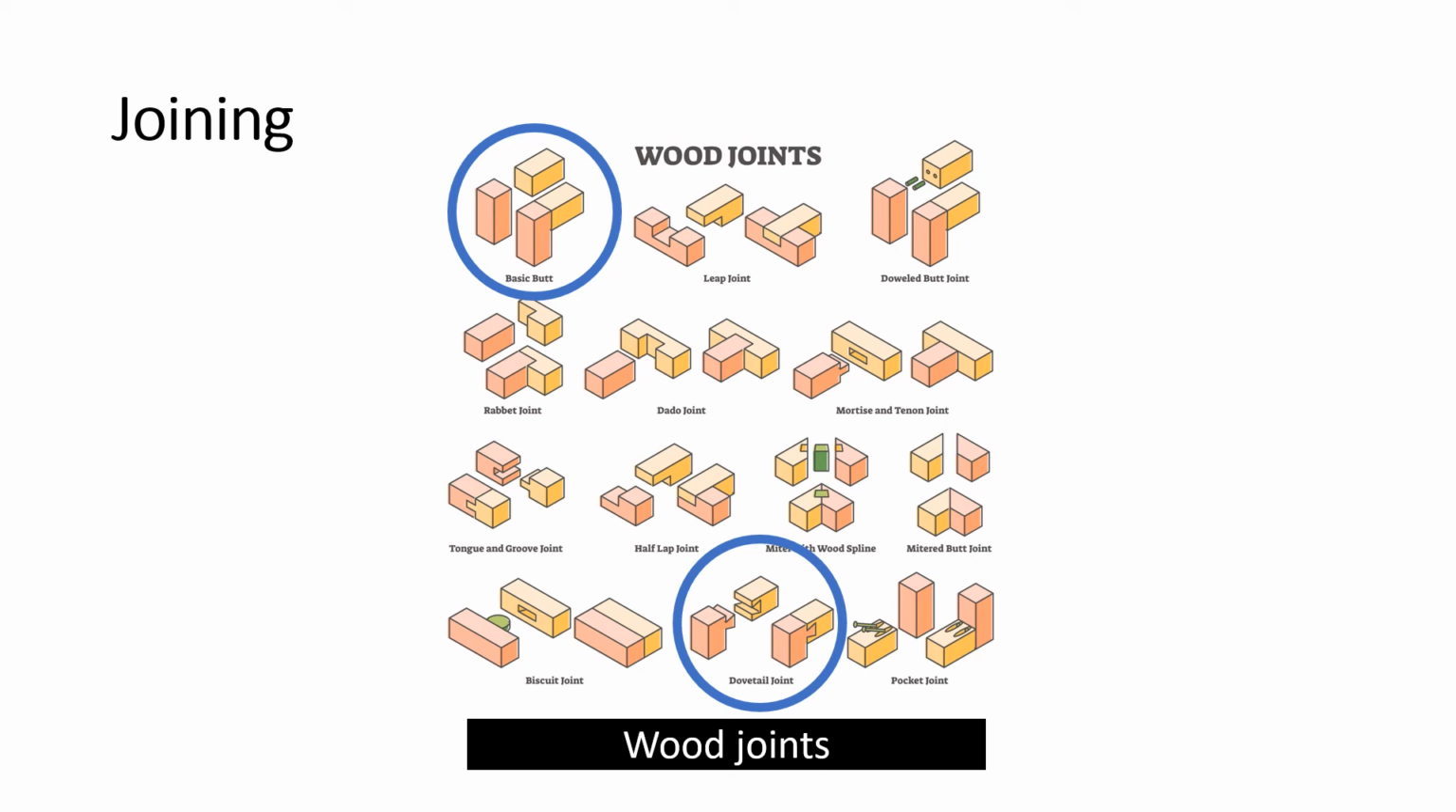Tables, chairs, wooden frames, windows, and doors are produced using frame joints. PVA and contact adhesives are two types of glue that are used to glue joints.